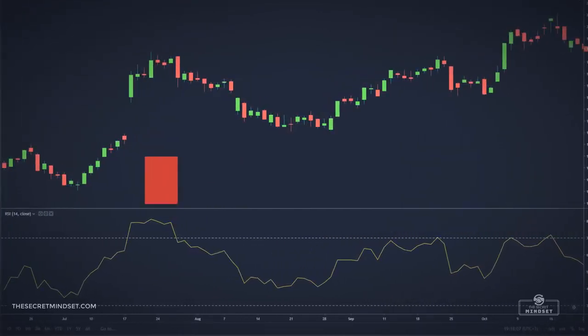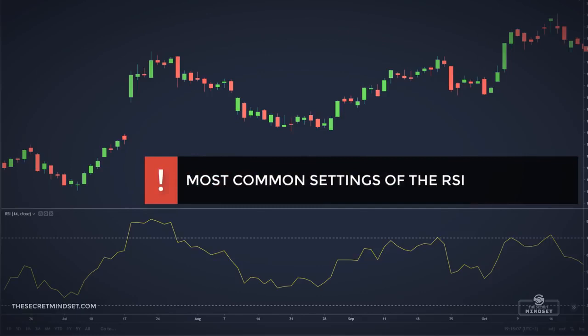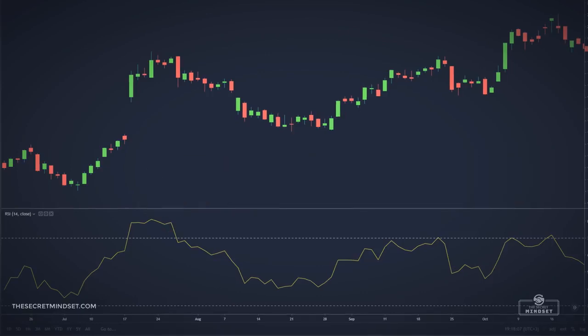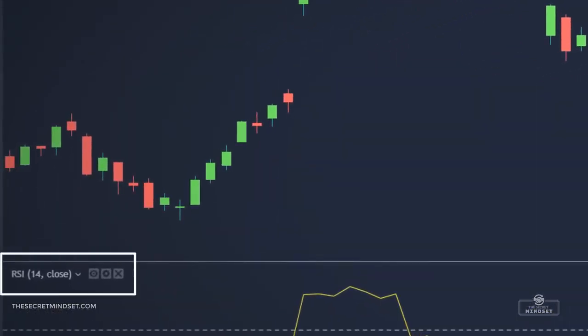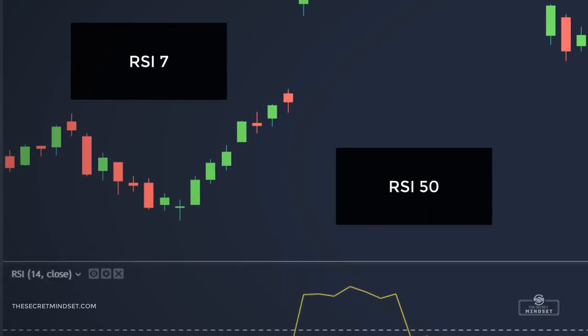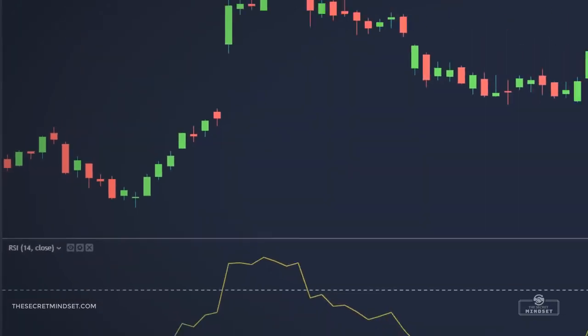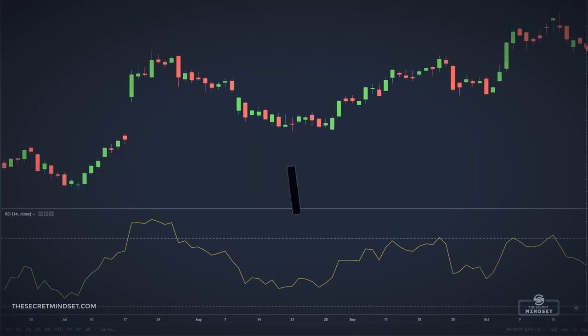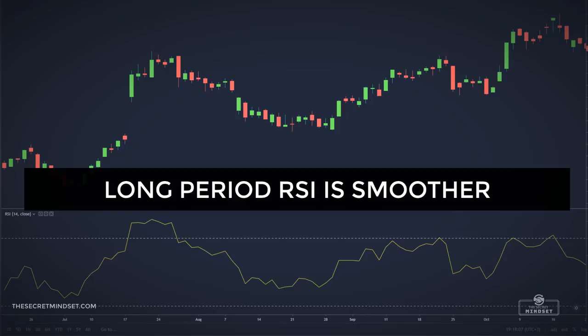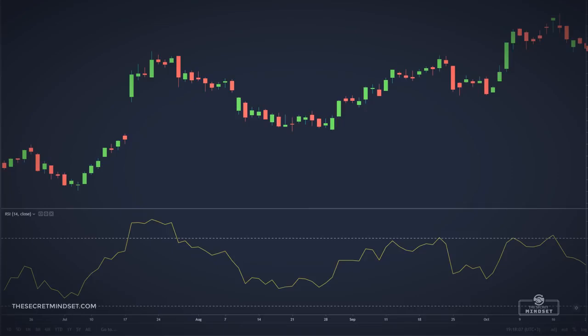Since the RSI is one of the most popular indicators, traders always tweak their RSI settings depending on their favorite time frame or trading style. Most of them use the standard settings, RSI set on a 14 period. RSI of 7 or 50 period are also popular among traders. A shorter RSI period, below 10, will be very volatile and will generate a lot of false signals. A longer RSI period, above 20, smooths out the plotted line and will generate fewer but more accurate signals.